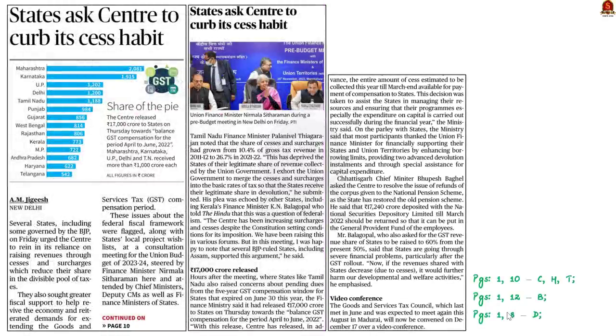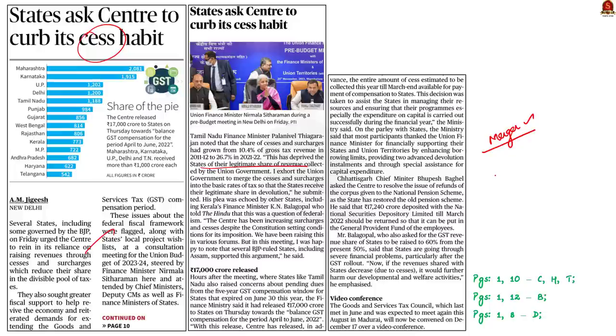Take a look at this news article. See, this news article talks about Cess and Surcharge. Now, suddenly this is in news because the Tamil Nadu Finance Minister expressed his opinion that the continuous raising of Cess and Surcharge has deprived the states of their legitimate share of revenue from the Union Government. So, he urged the Union Government to merge the Cesses and Surcharges into the basic rates of tax so that the states receive their legitimate share in devolution. This is the crux of the news article given here.